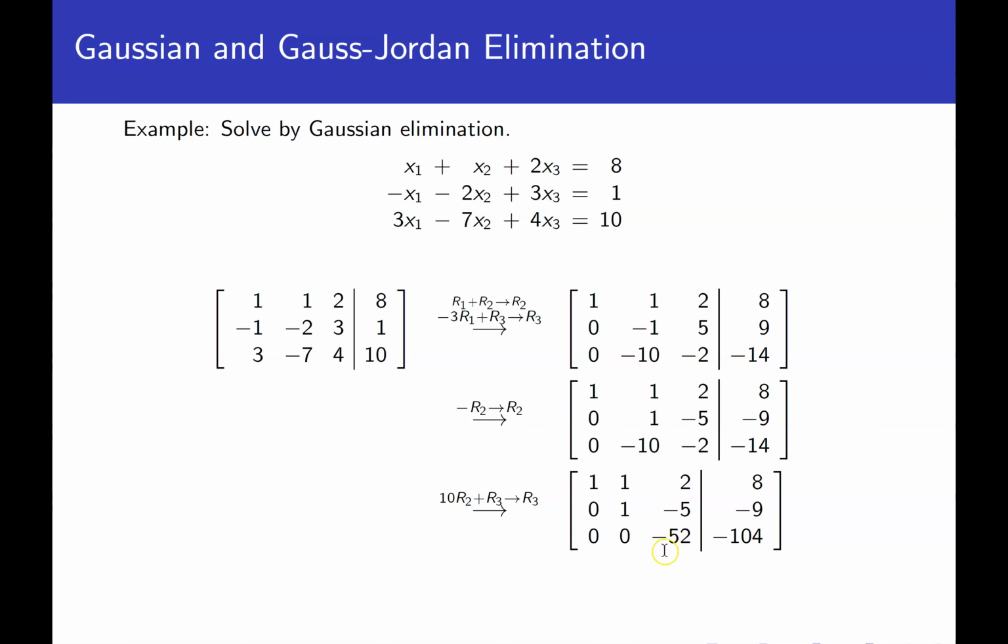Last step is we want to change this to a 1. To change this to a 1, I need to divide by -52 or multiply by -1 over 52 to get this augmented matrix.